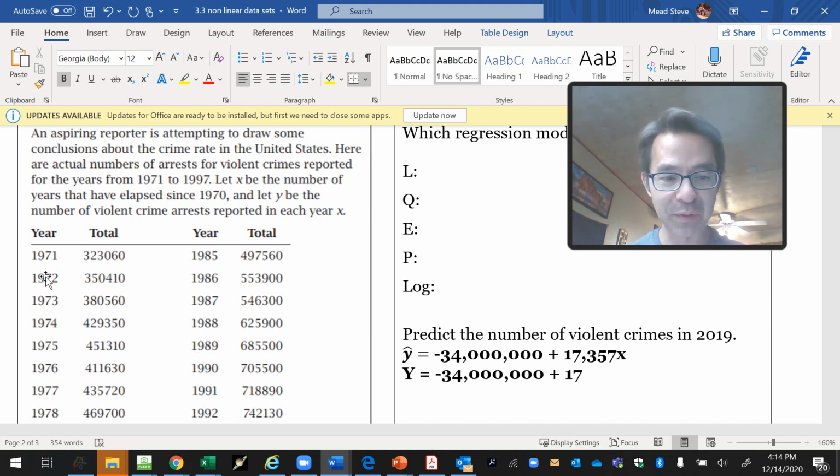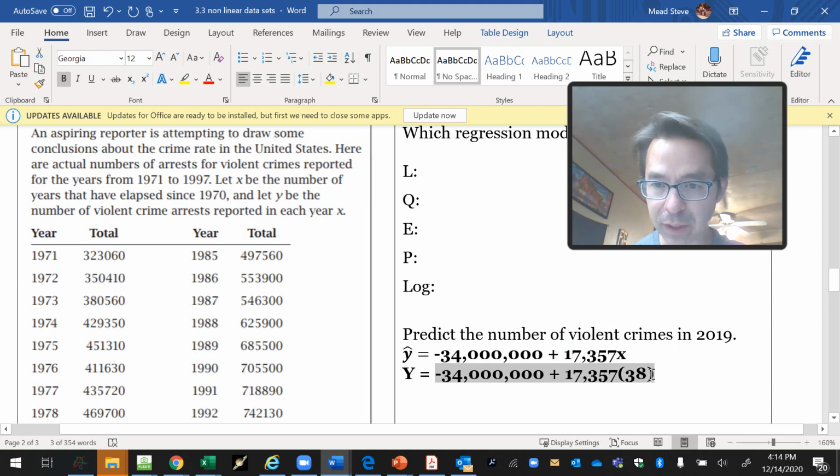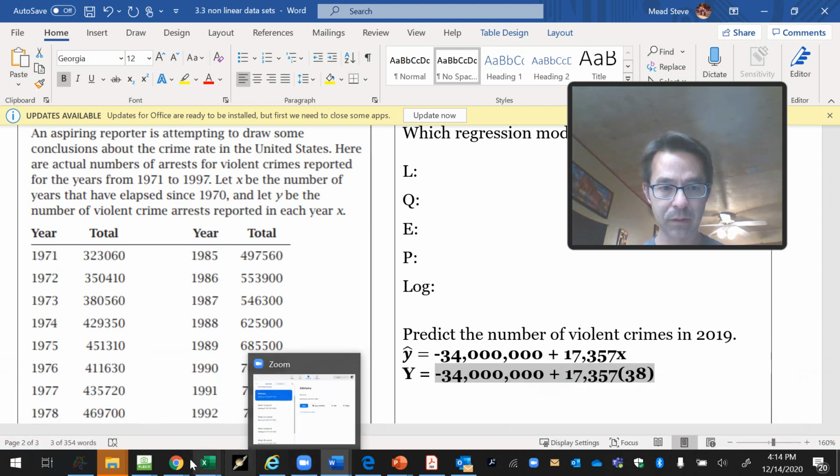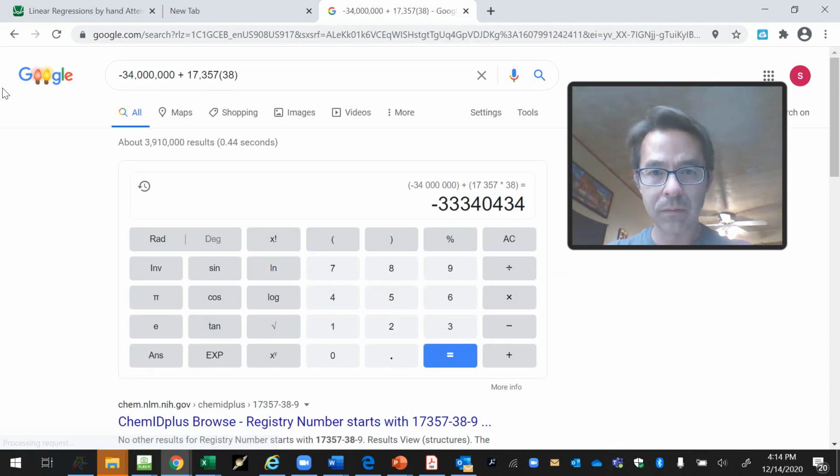I'm actually a little bit nervous that this is not going to give us anywhere near an accurate result because I went with linear as the regression model. And who knows if it curves up massively at some point in the 80s. Control C. Google. Yeah, that answer clearly makes no sense.